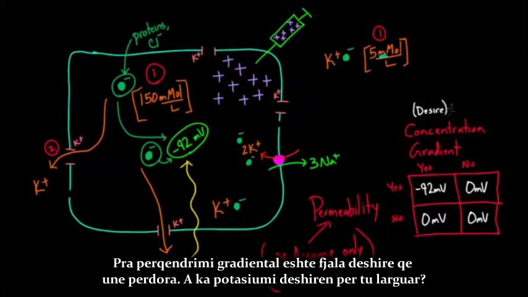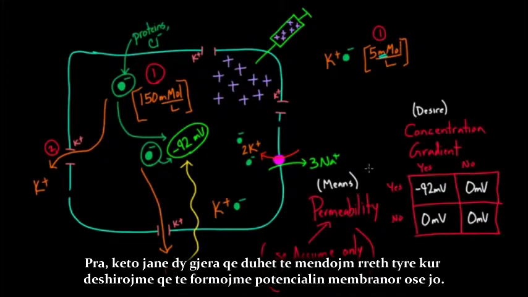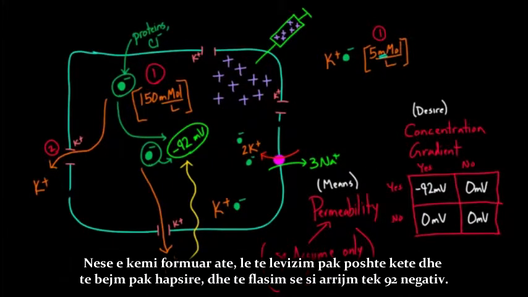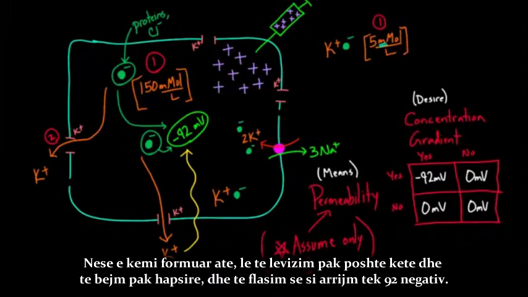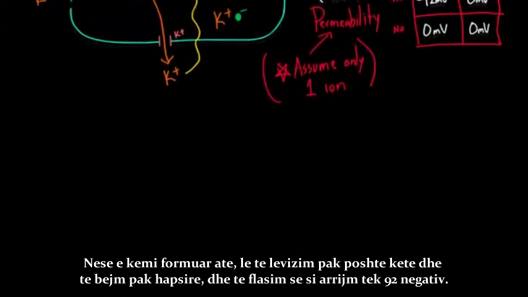So concentration gradient is kind of when I use the word desire. Does the potassium have a desire to leave? And permeability is, does it have a means? Does it have a way to leave? So these are the two things to think about when you're thinking about whether you would create a membrane potential or not. So if we have that set up, let's actually move down a little bit, make some space, and actually talk about how you actually get your negative 92.